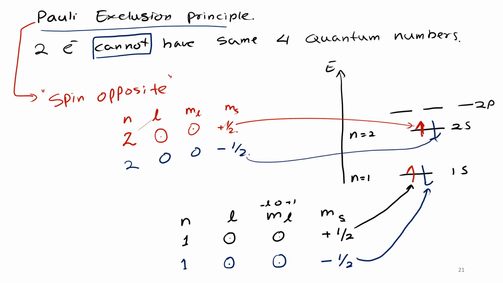And then you can do it for the next one. Still, you are in the same energy level, so n is still 2. Your l is, you have p, so you're going to have 1. You can have your ml as minus 1, 0, and plus 1. And if this is the minus 1.